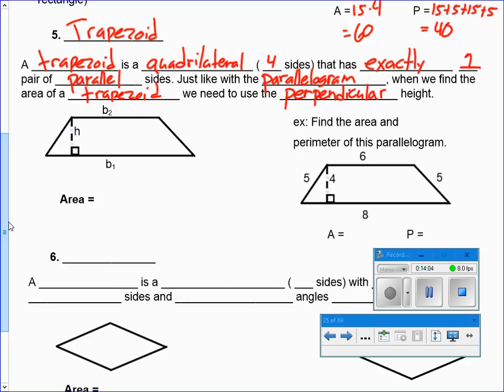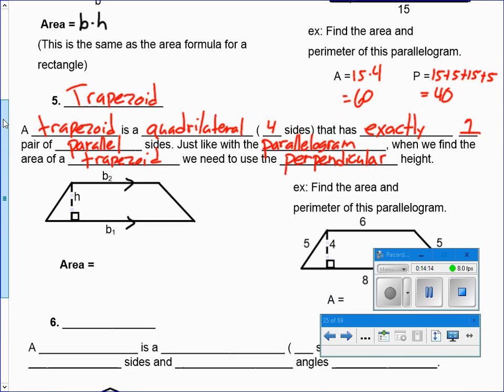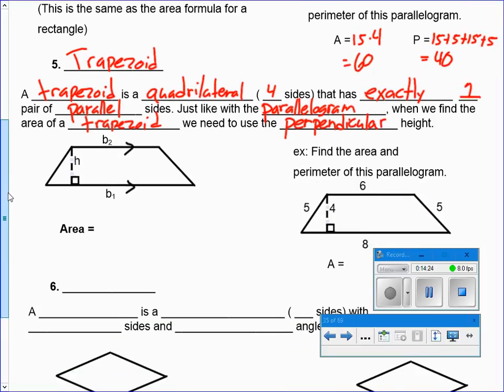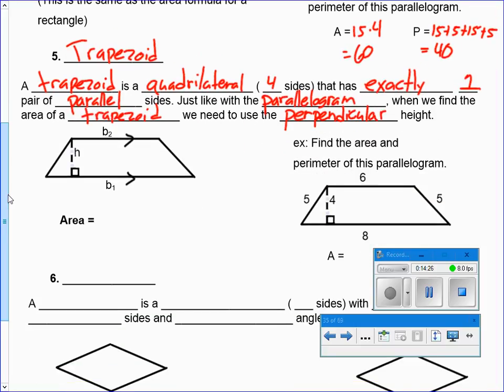So our 2 parallel sides is how we know we have a trapezoid. When it's a parallelogram, we have 2 pairs of parallel sides. On a trapezoid, we only have 1 pair of parallel sides. So those parallel sides are what we call the bases. So that's what B1 and B2 are, the 2 different bases, the parallel sides.